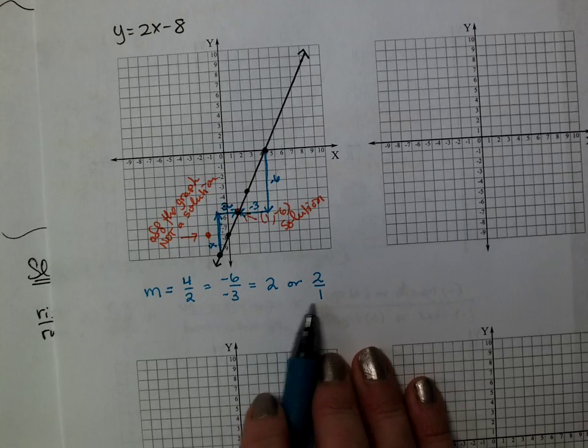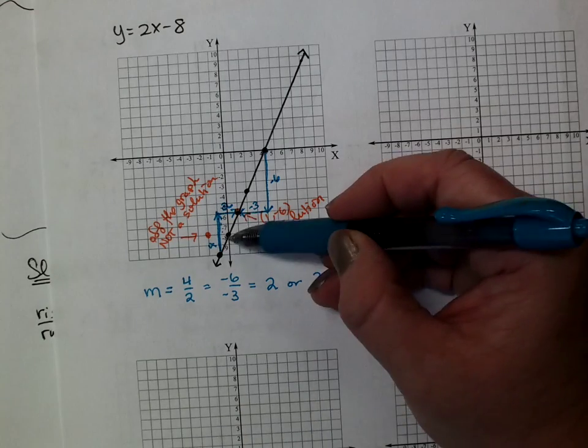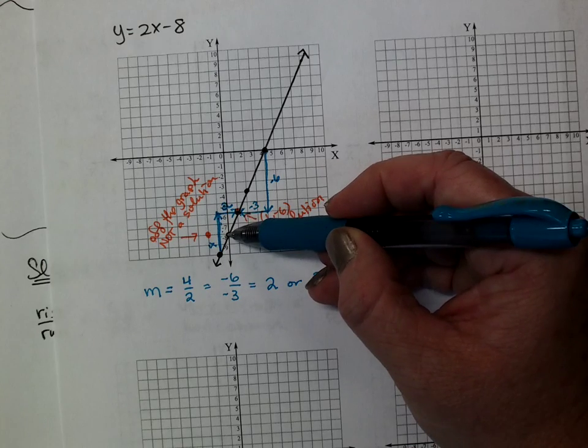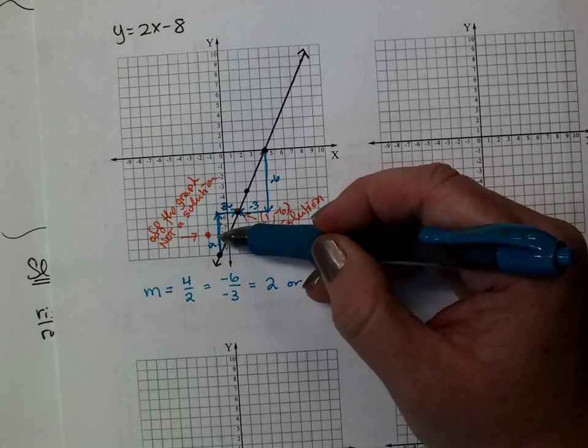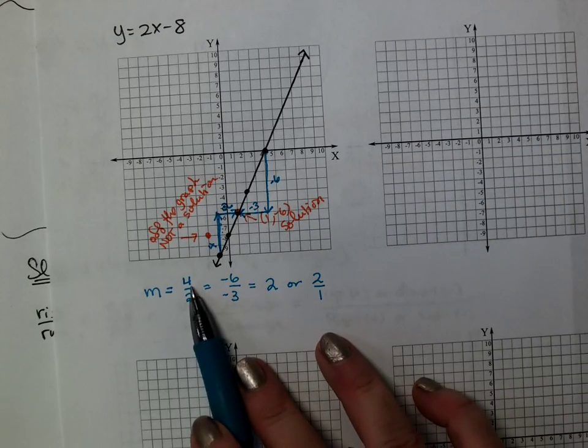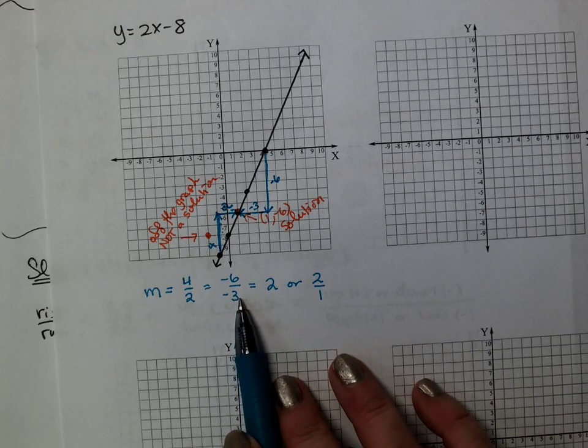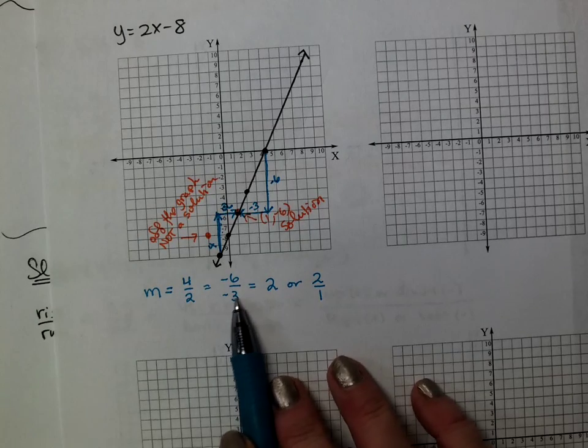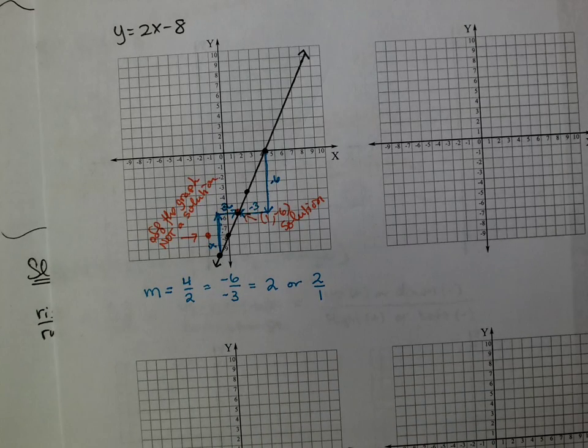Okay? And then you could always go from this point to this point, 2 up, 1 to the right. Boom, slope of 2. 2 up, 1 to the right. And remember, if it's a positive slope, that means you've got 2 positives or 2 negatives. A downward line, negative slope, will have 1 positive, 1 negative. It doesn't matter whether the negative is on top and the positive on the bottom or vice versa.